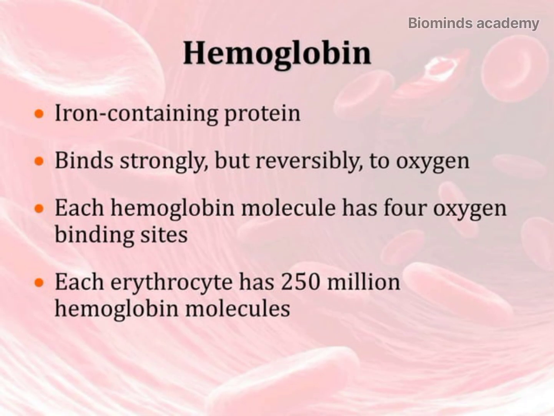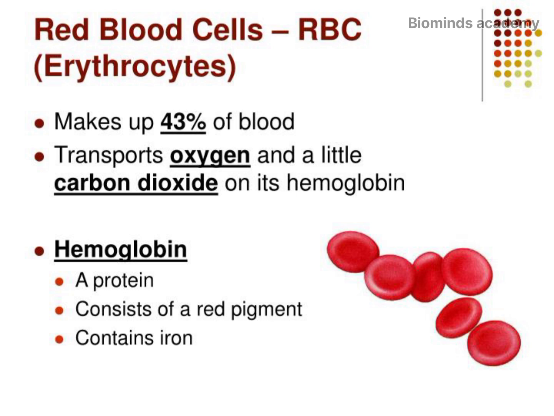Hemoglobin is an iron containing protein that binds strongly but reversibly to oxygen, and each hemoglobin molecule has 4 oxygen binding sites. Each erythrocyte or RBC has 250 million hemoglobin molecules. RBCs make up 43% of the blood, which helps in the transport of oxygen and a little carbon dioxide on its hemoglobin. Hemoglobin is a protein which consists of a red pigment and contains iron.